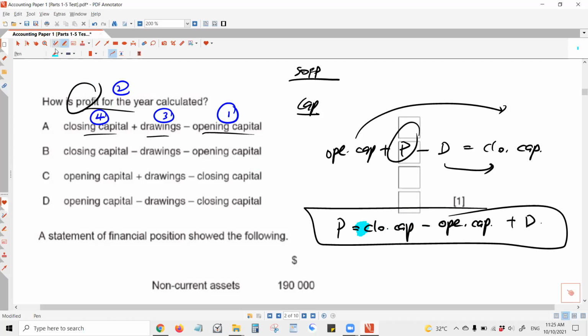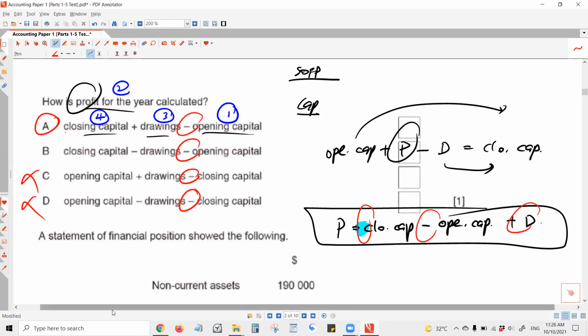So C and D are for sure wrong, because you need to have positive in front of closing capital. Minus opening capital, ensure that you have minus opening capital. Okay, I see them here. Plus drawing. So the answer is A. I give you 10 seconds. If you have something to ask or you are still writing down, go on and do so. Then I move on to the next question.